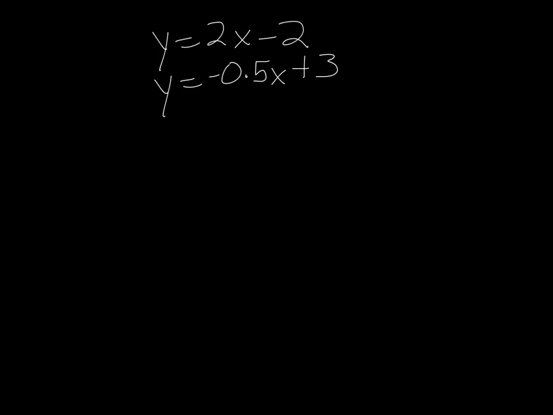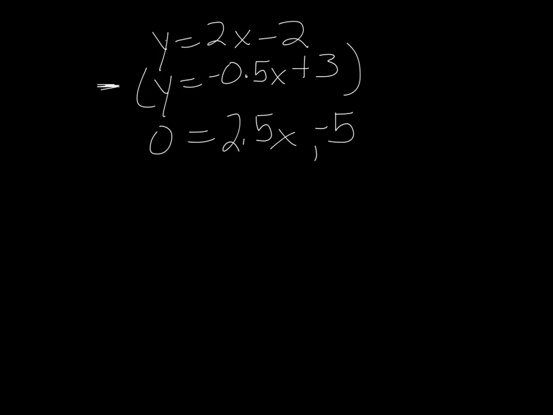When I look at the x's, I see that they have different coefficients, so I'd have to multiply through by something to make that work. But I have just y for each one, so I know that I can eliminate the y in the second equation if I subtract the entire equation. That means I am distributing this negative using the distributive property. So y minus y is 0. 2x minus -0.5x is 2.5x. And -2 minus 3 is -5.